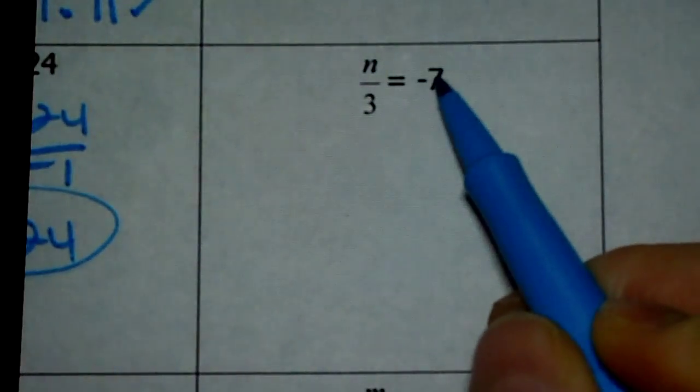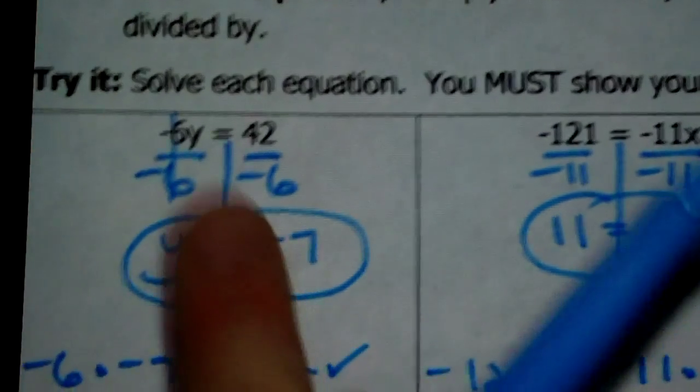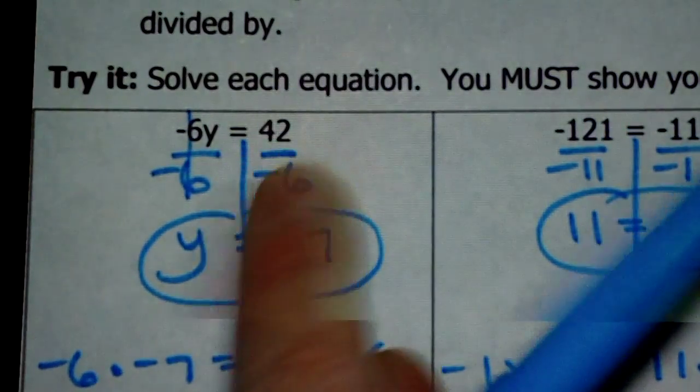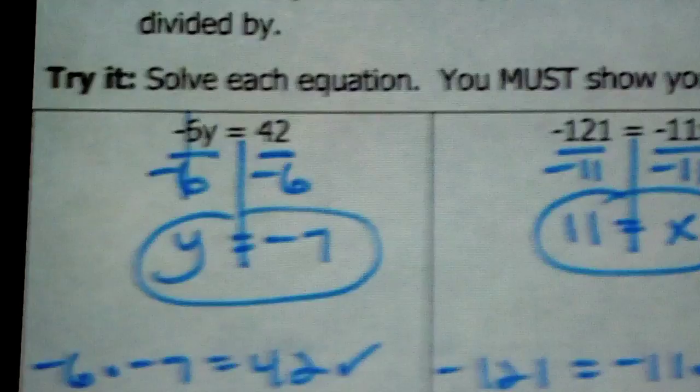If this were a positive 7, to figure out what number divided by 3 was 7, wouldn't you just need to multiply the 7 by the 3? Right? Because multiplication and division are inverses. So one more time, if you wanted to figure out negative 6 times what is 42, you can just divide those two values to find the value of y. If I want to know what number divided by 3 is negative 7, all I need to do is multiply by 3. So that's this multiplication property of equality.